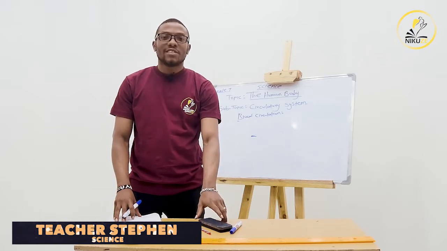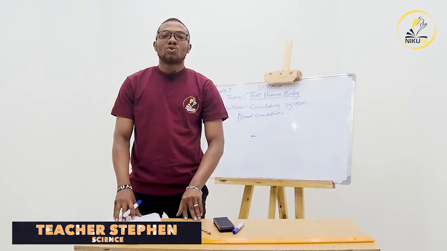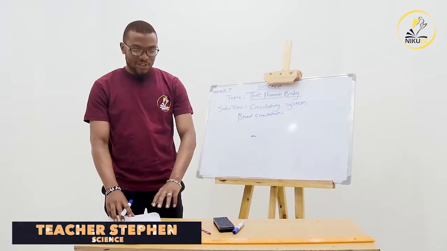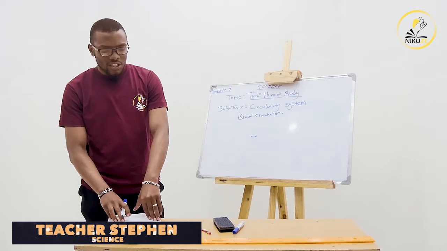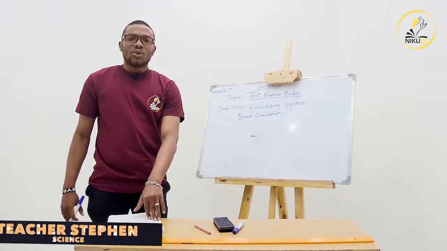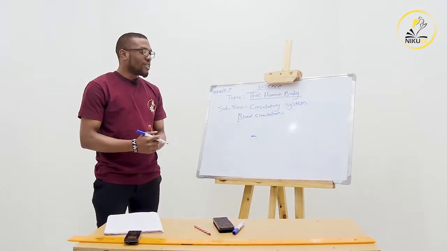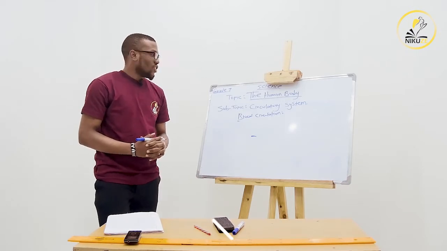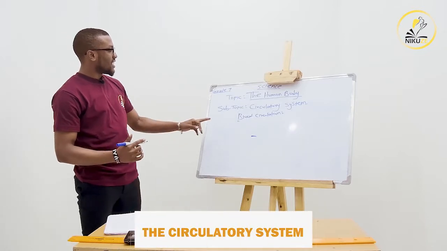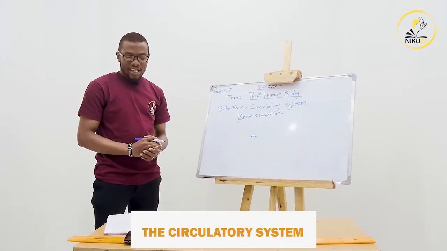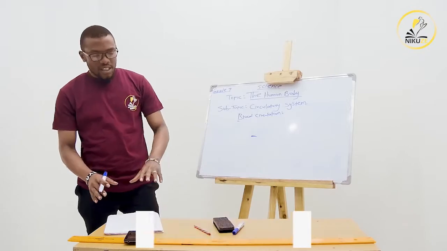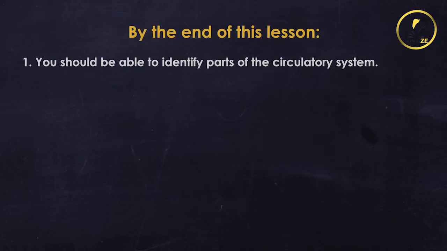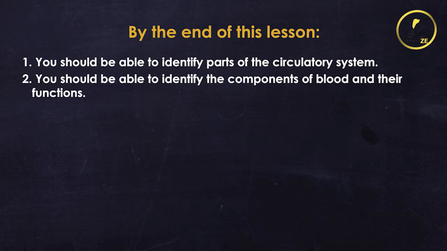My name is Teacher Steve and I'll be taking you through the science lesson, class 7, or you can talk of grade 7. So today we will be looking at the human body, which is the first topic in class 7, and under the human body we'll be looking at the subtopic, the circulatory system. But before we start this, by the end of this class, you should be able to identify parts of the circulatory system. That is one.